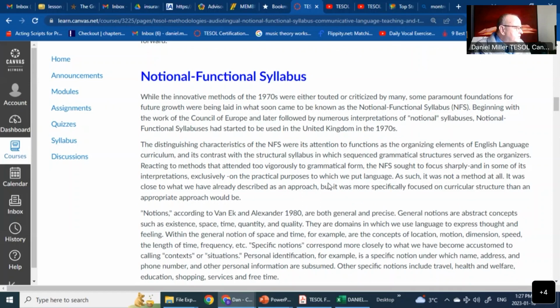Notions, according to Van Ek and Alexander, are both general and precise. General notions are abstract concepts such as existence, space, time, quantity, and quality.